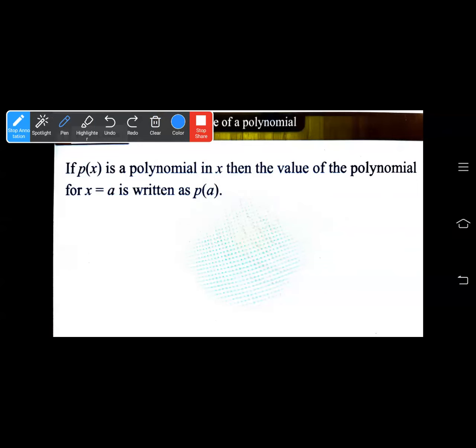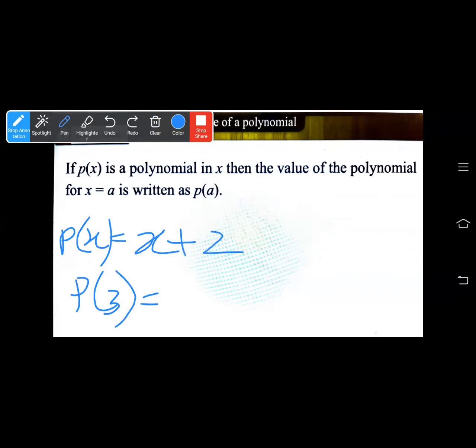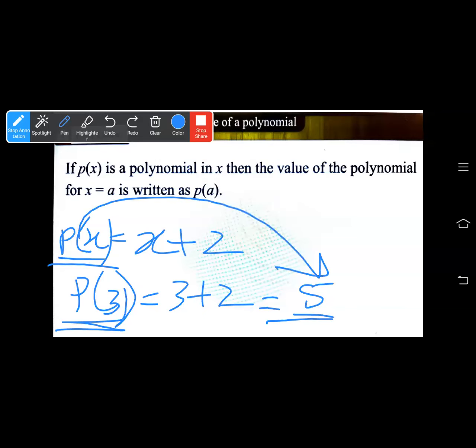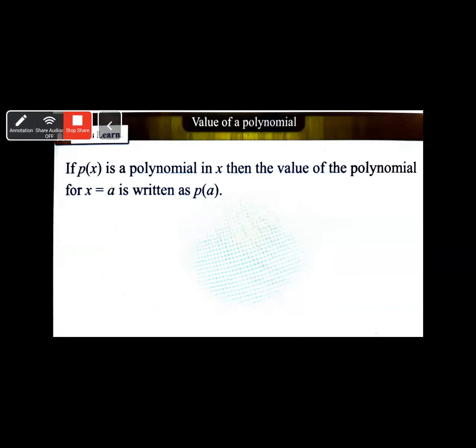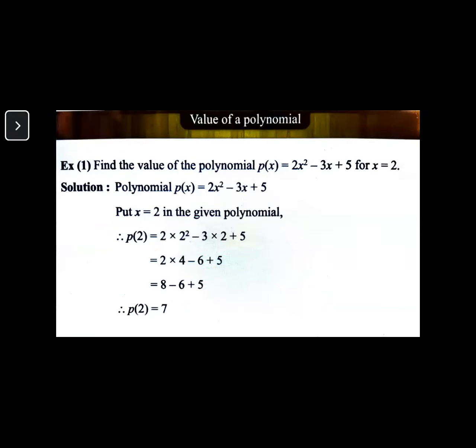So if our polynomial is x plus 2, it is in the x form. Here we take p of 3, so it will convert into p of 3, and that 3 plus 2 will be 5. So p of 3 will be 5. That means the value of the polynomial is 5 for the value 3. That means when we put in the value, we get the value of the polynomial. Fine. So let's start with some solved examples on page number 47.